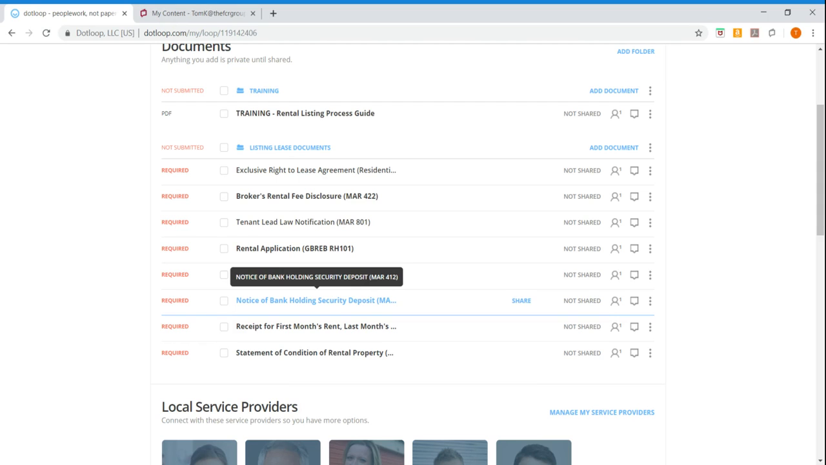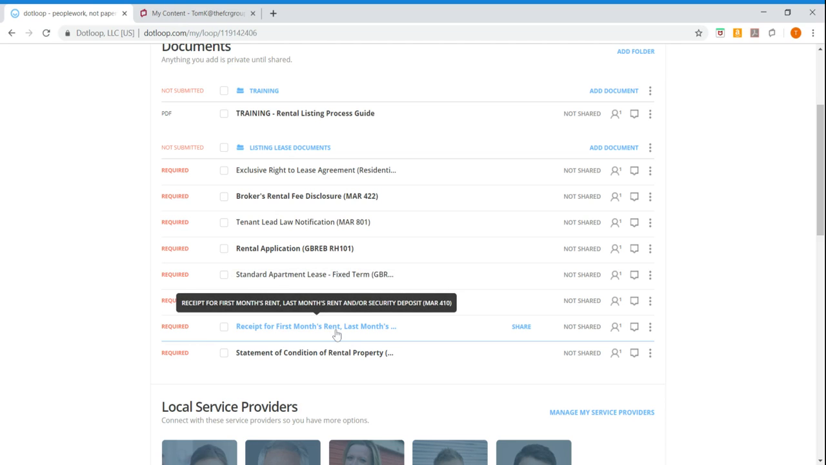Typically, we will not hold that in escrow. That would be the owner's responsibility, but this form helps them complete the documentation necessary to be compliant with the law. There's also a really good form that provides a receipt from the landlord or owner to the tenant for the first month's rent, last month's rent, if applicable, and/or the security deposit. That way both parties have a written record of what was submitted when that lease was signed, what types of rent were collected, and what types of security deposits were collected.